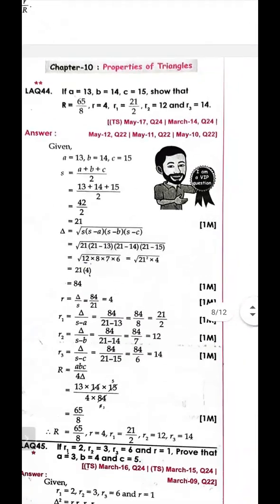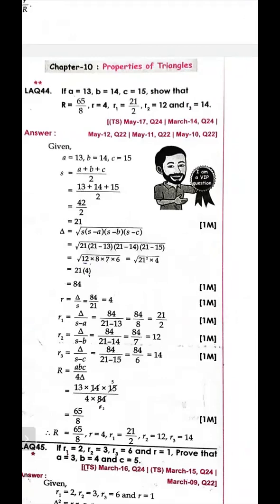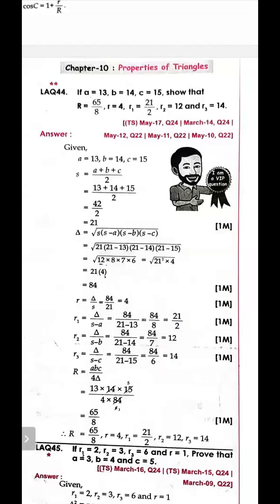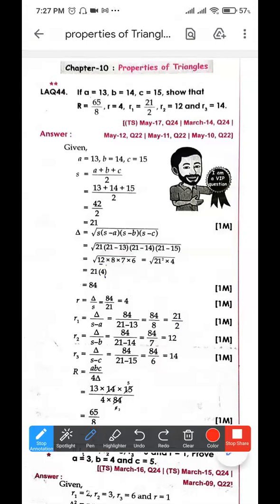Now we are starting with LAQs. The first question is: a is equal to 13, b is equal to 14, and c is equal to 15. Then we have to find capital R, small r, r1, r2, and r3. a, b, and c are given to us.